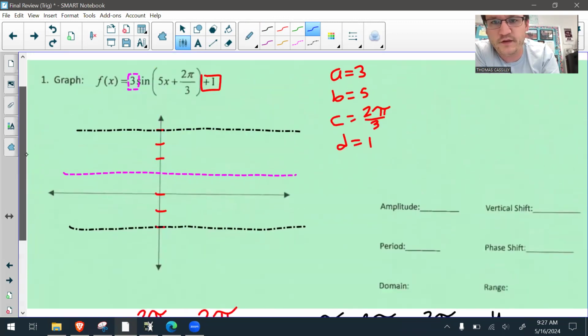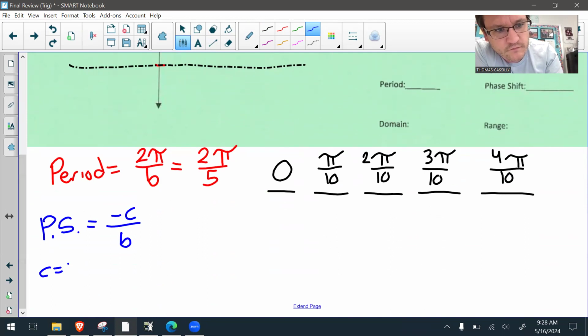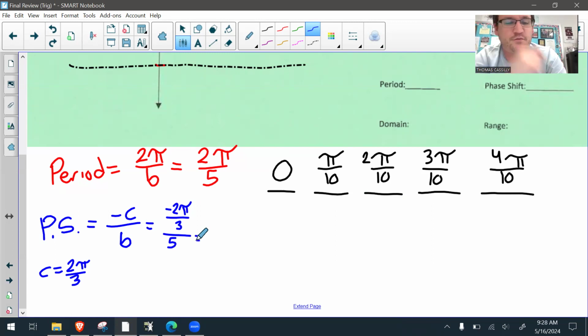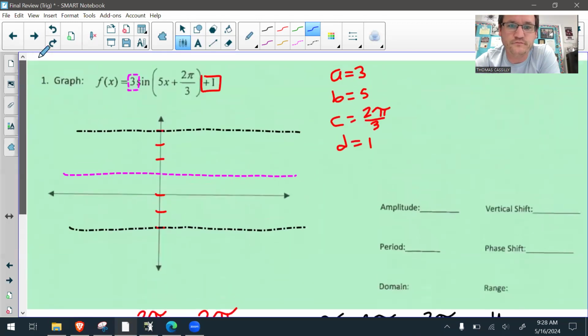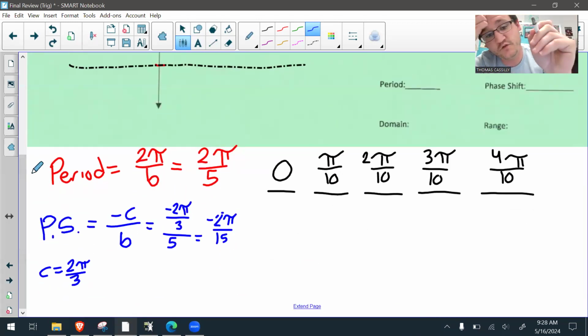So what is my c value? I forgot. c is 2 pi over 3. And b is 5, right? So this equals negative 2 pi over 3, all over 5, which gives us, oh boy, what does that give us? That's negative 2 pi over 15. So what that means is we have to subtract 2 pi over 15 from all of these values. Unfortunately, we have a lot of fractions here, so this might get a little messy, but we're just going to have to make do.